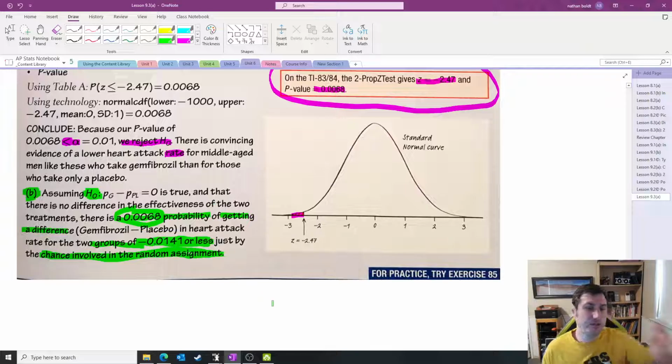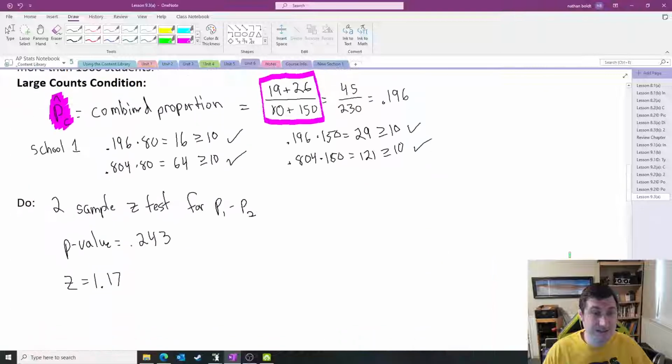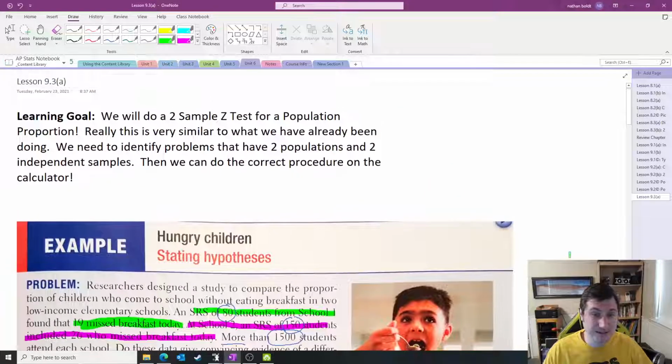But it's been a while since we've written the p-value sentence, so there is a good example. All right, I hope you can see the difference between a one-sample z-test and a two-sample z-test, and how that can then be applied to experiments.